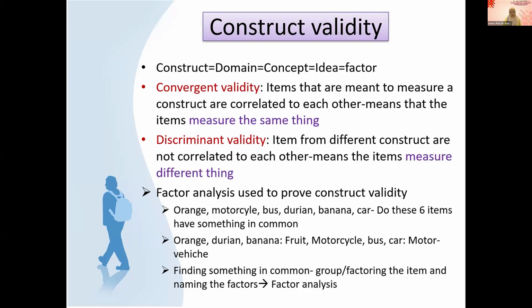For example, orange, motorcycle, bus, durian, banana, car. Do these 6 items have something in common? You can see that orange, durian, banana are fruits, and motorcycle, bus, car are vehicles. So orange, durian, banana are under one category, one construct we call fruit, and another construct is vehicle: motorcycle, bus, and car. So this is what EFA factor analysis does for you. It groups the same items into one group, fruit group and vehicle group. Okay, they try to find something in common, grouping or factoring the items and naming. When you see the groups, you need to name the factors. Okay.